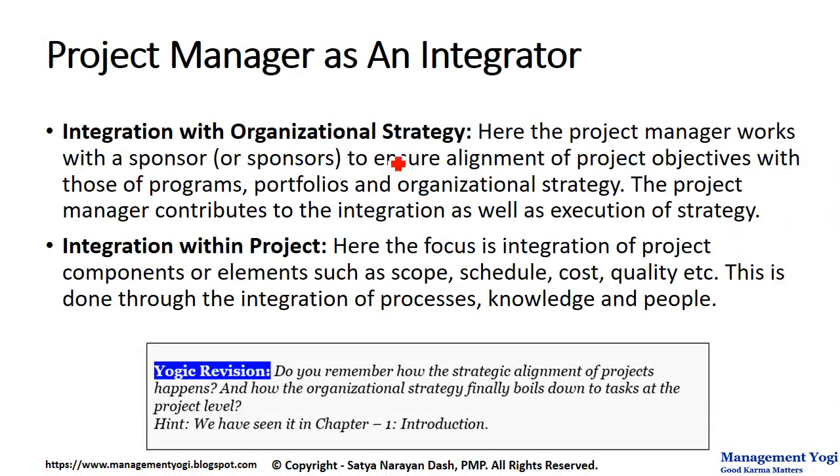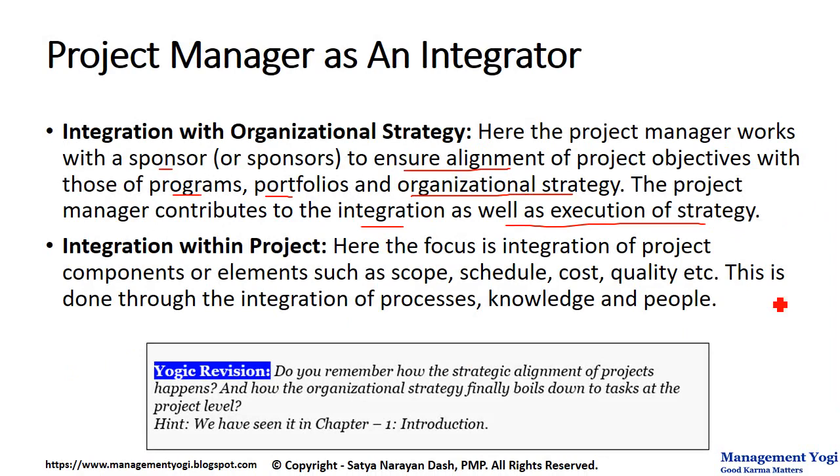So, the integration with organizational strategy. Here the project manager works with a sponsor, or maybe multiple sponsors are there, to ensure alignment of the project objectives with those of the program, portfolios and organizational strategy. The project manager contributes to the integration as well as execution of the strategy.